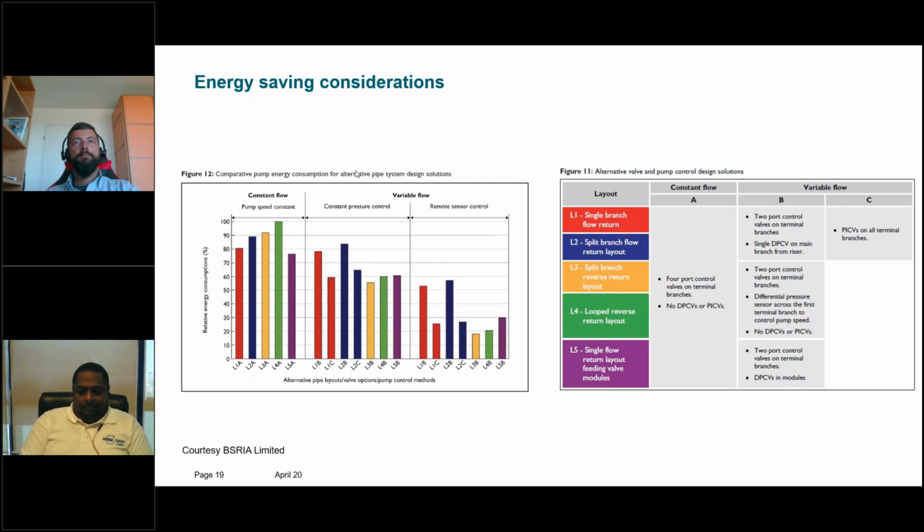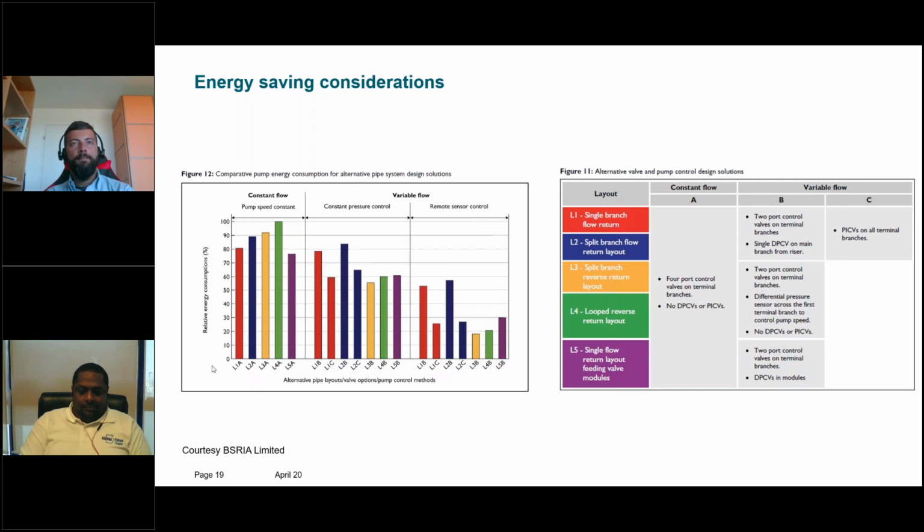I think it's the same question which was actually answered by Luca. It's basically when you have the intelligent valve on the riser or on the branches, you're controlling the delta T there. How would it affect the comfort for the tenants, and especially for the tenants who are at the end of the circuit?